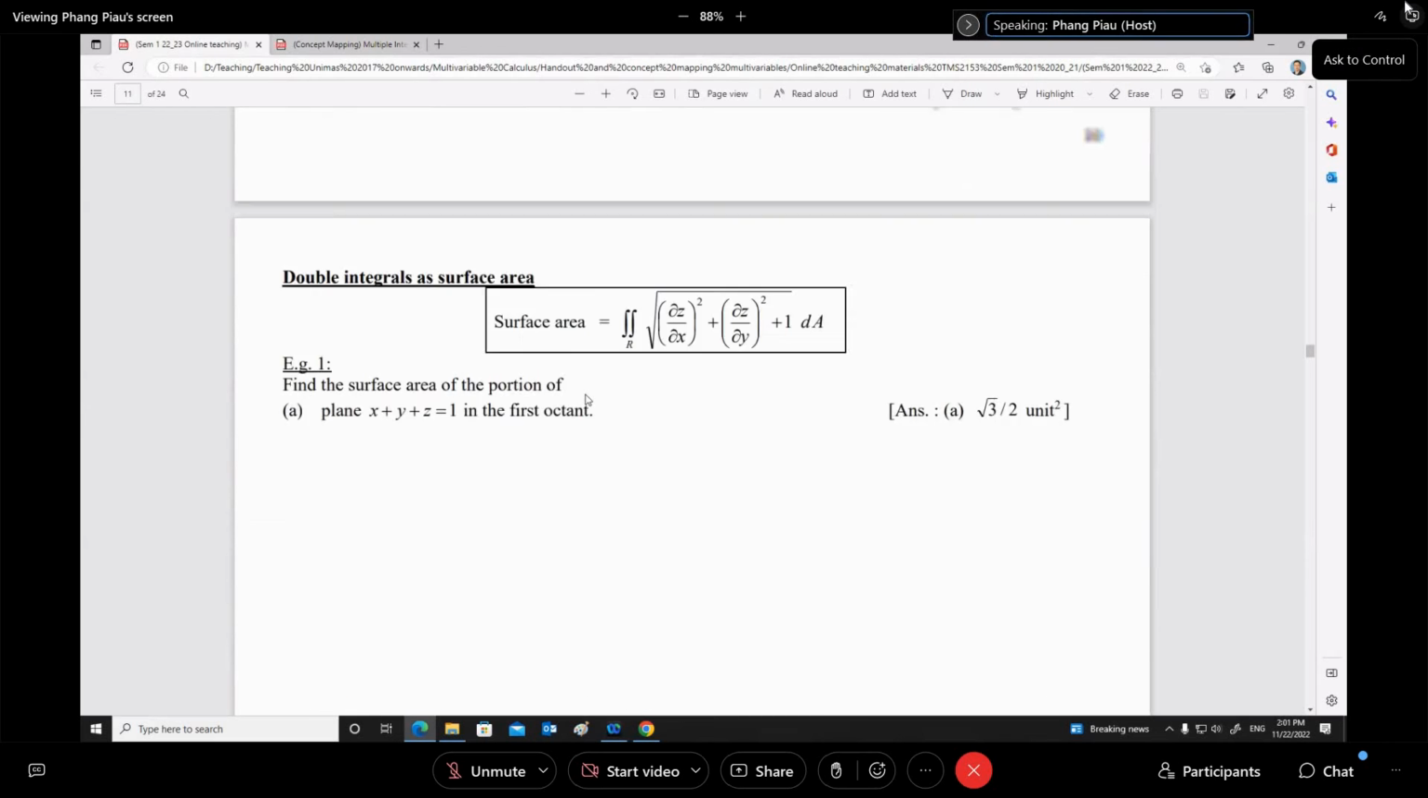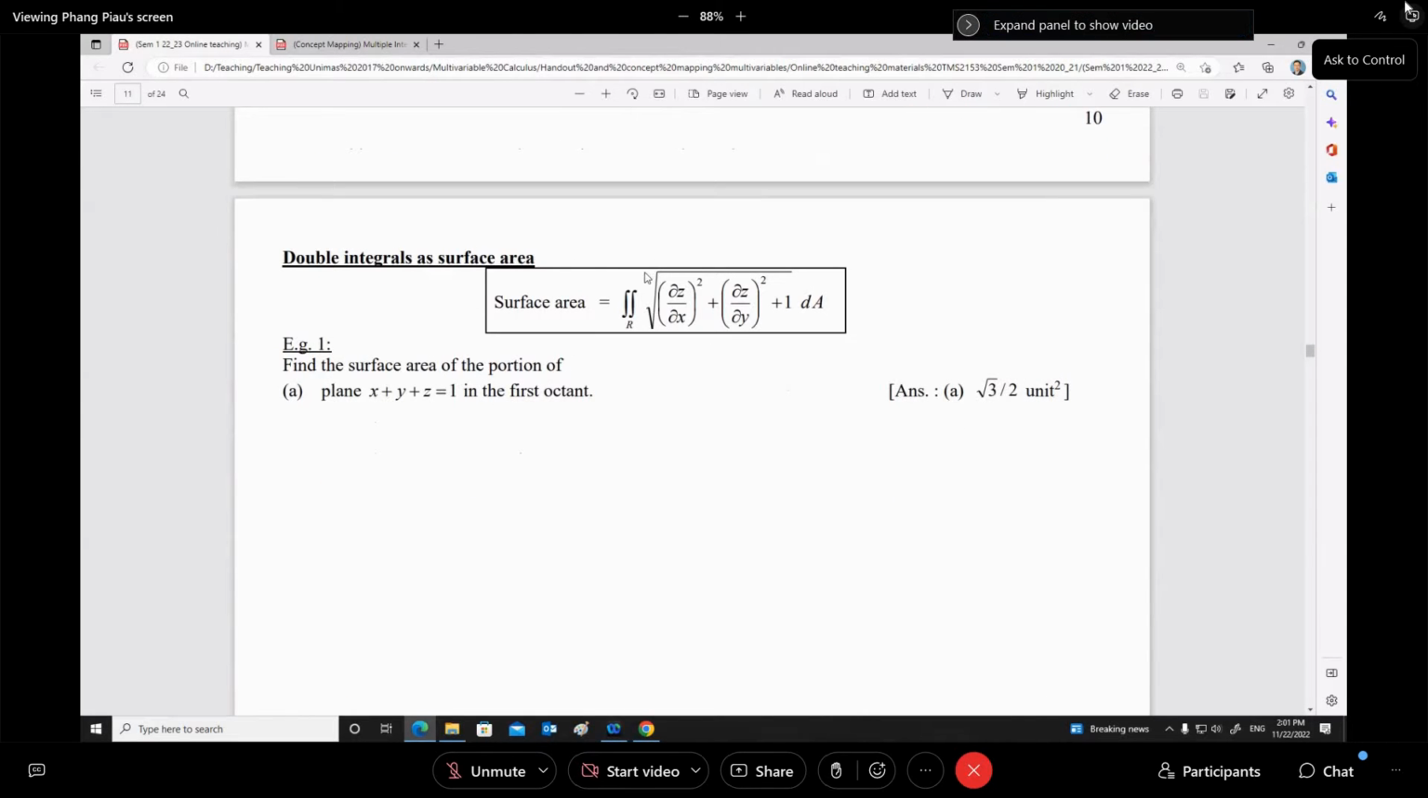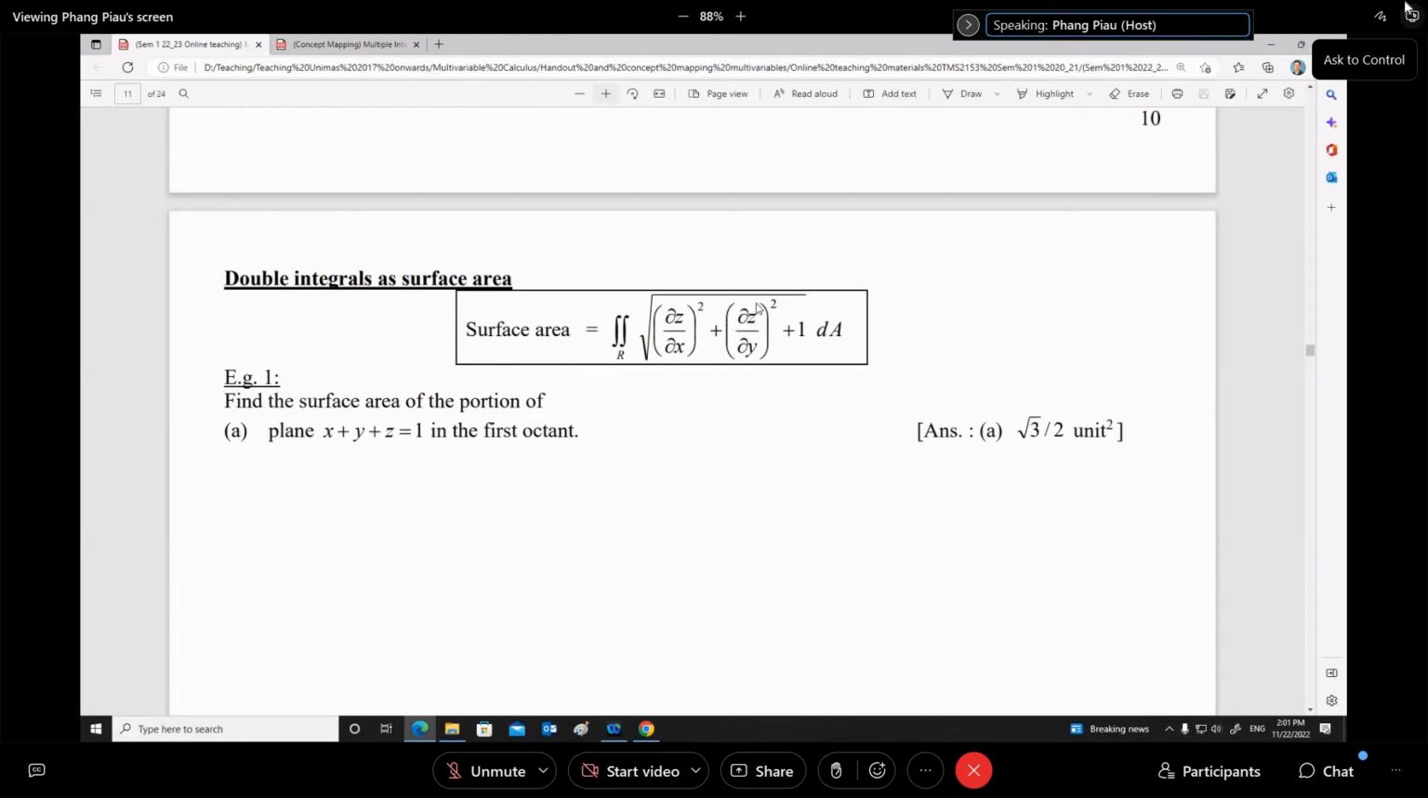This is the third interpretation of the double integral, which is surface area. Hopefully you still remember this formula. This formula has a different variance. Why do we have this del z del x, del z del y, and here is one? Basically because we project everything to the xy plane. You can also project to the yz plane, or the xz plane, where this integral will be slightly different.